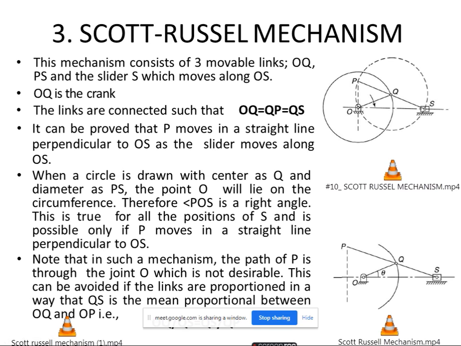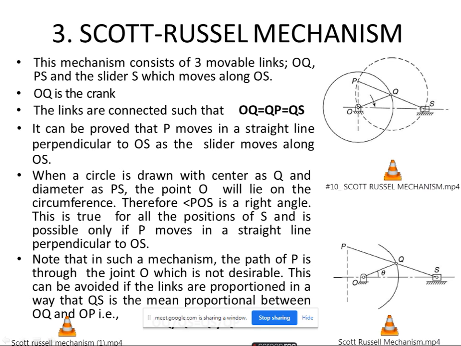When a circle is drawn with center Q, you can see this Q is nothing but the center of another circle there. You can see the dotted line given there, with diameter PS, this entire diameter PS. The point O will lie on the circumference. So this point O is now on the circumference, and therefore angle POS is a right angle. This is true for all positions of S and is possible only if P moves in a straight line perpendicular to OS.